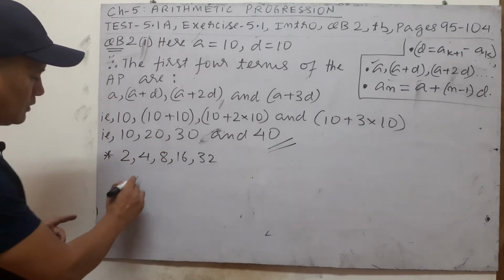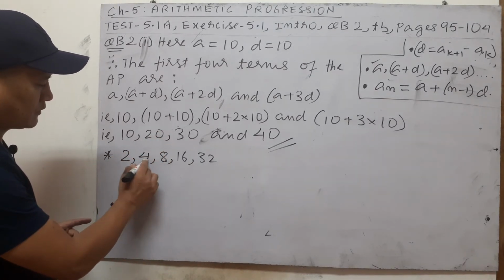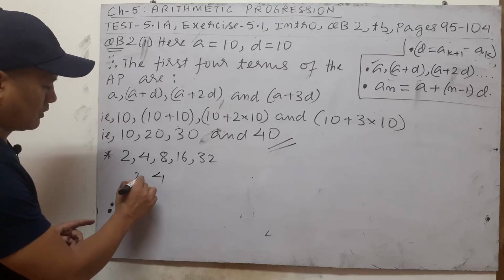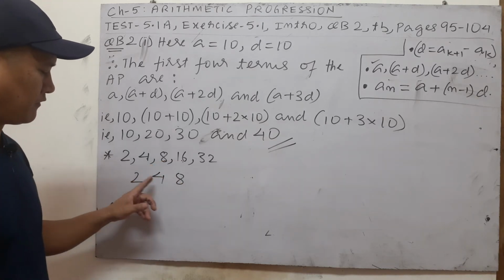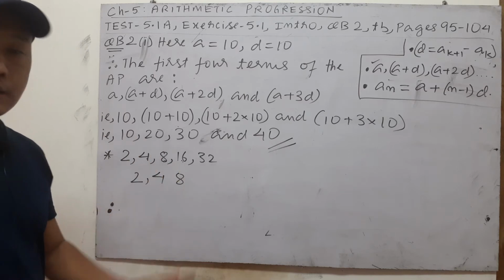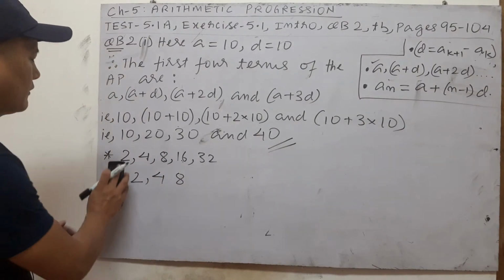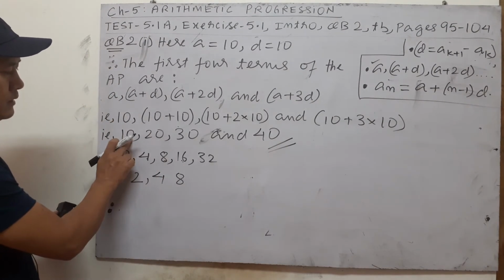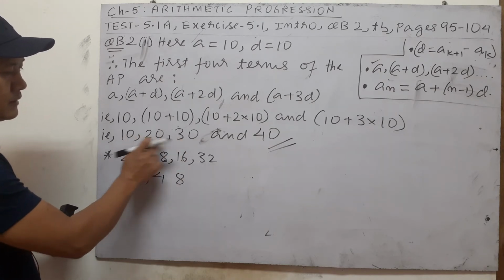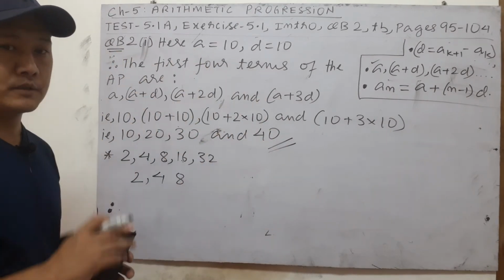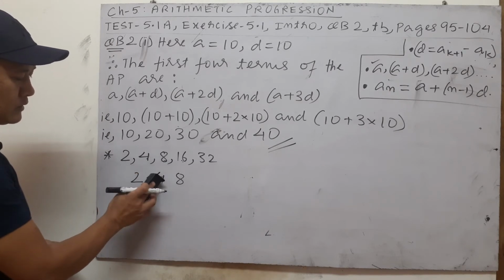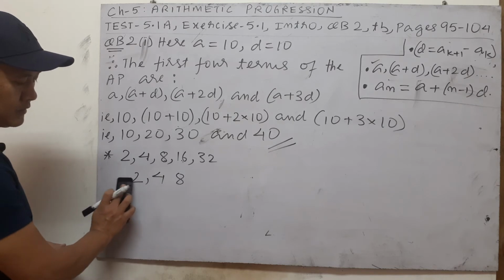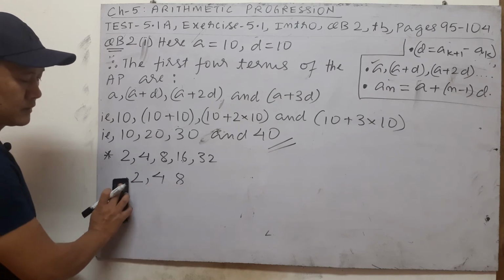4 minus 2, here 2. The difference between these two, 8 minus 4, 4. Then here 16 minus 8, 8. So they don't have the same fixed common difference. So it's not an AP. AP means they will always have common difference. 20 minus 10, 10. 30 minus 20, 10. See, fixed 10, 10. Difference is fixed. This is not fixed. Difference is 2 in the first case, between the next two is 4, between the next two is 8. So it's not fixed. The difference is not common, right?